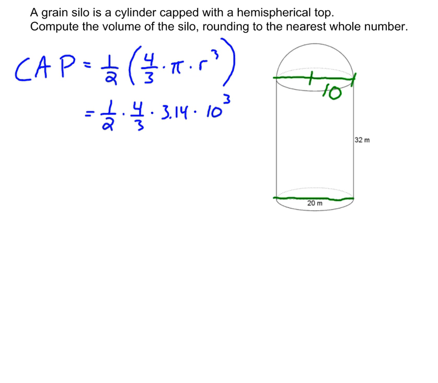So according to the order of operations, we have to evaluate exponents before we do the multiplications. So 10 to the third is 10 times 10 times 10. 10 times 10 is 100, times 10 again is 1,000. 3.14 we'll keep. And now for these fractions, I see the 2 and the 4 can reduce. 2 goes into 2 once, 2 goes into 4 2 times. So we can multiply the numerators. 1 times 2 is 2, and multiply the denominators. 1 times 3 is 3.